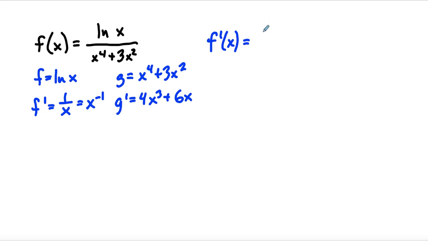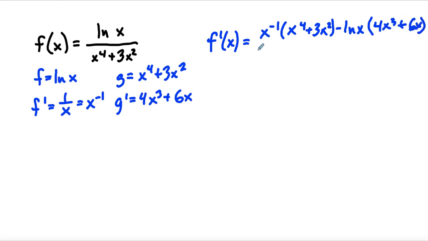So we're going to do f prime is going to be x to the negative 1. And that's going to get multiplied by x to the fourth plus 3x squared minus fg prime. So we got minus natural log of x times 4x cubed plus 6x. Okay, so this is all going to be over our denominator, which is just the quantity of g squared.